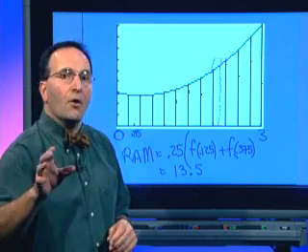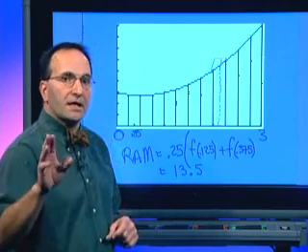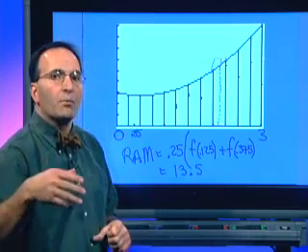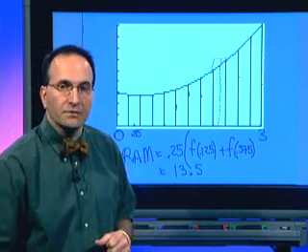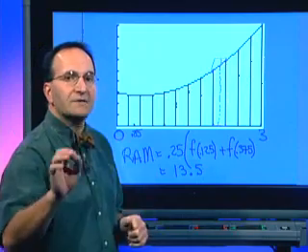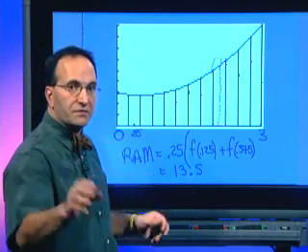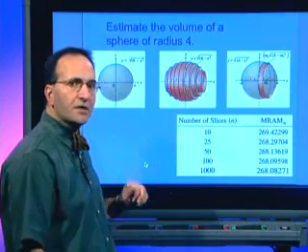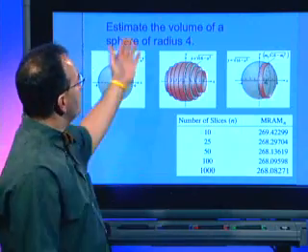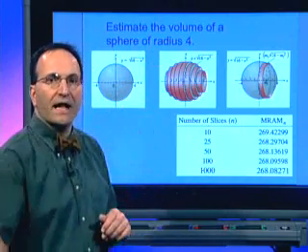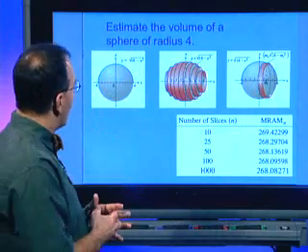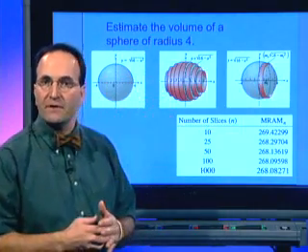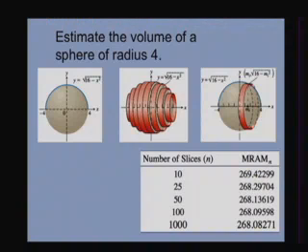Okay, so now let's take a look at another type of example, because we can also use RAM to estimate volumes. So we're going to use RAM to estimate the volume of a sphere that has a radius of 4. I've taken some pictures from the textbook so that I can show you how we go about this process.